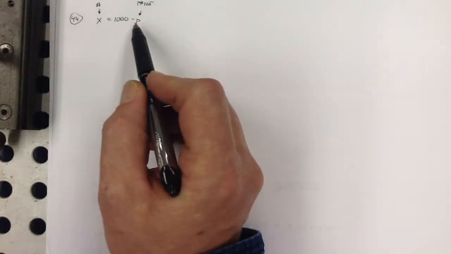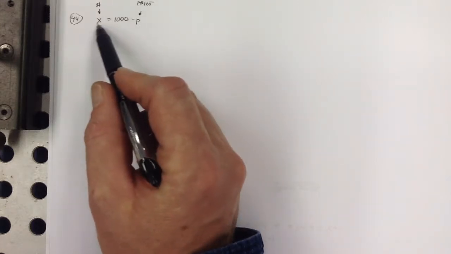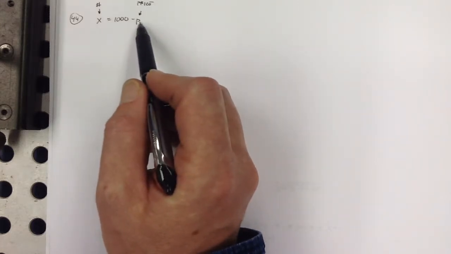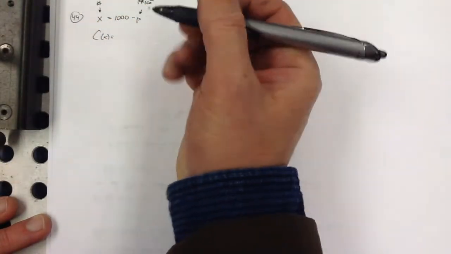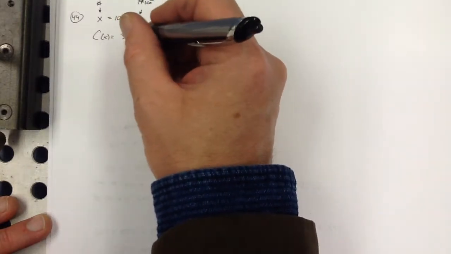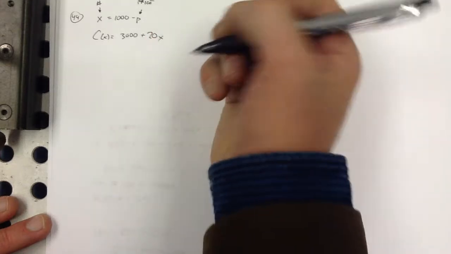And if they sell them for $1, then they're going to sell 999. But if they charge $500, they're only going to sell 500 of them. So it's a very strange model here, I think. But that's what we're given. The cost of producing X units per day is 3,000. That's like your startup cost, plus another $20 per unit.